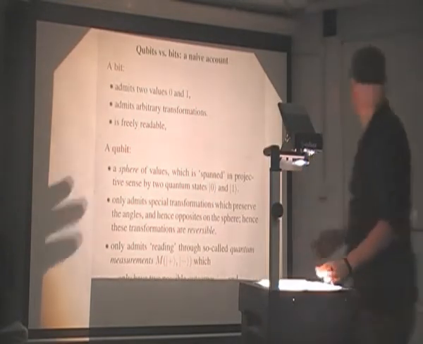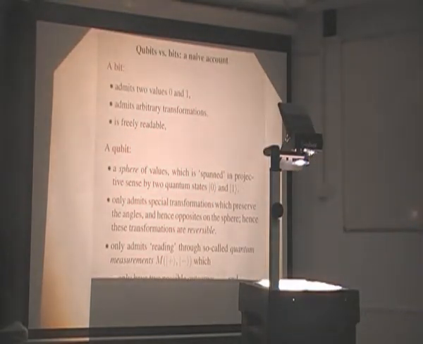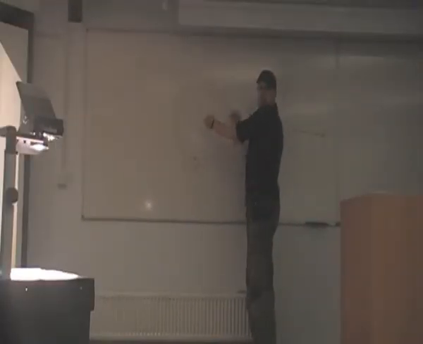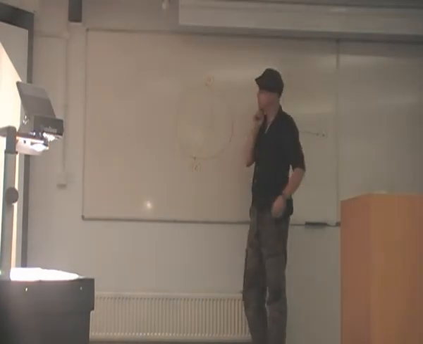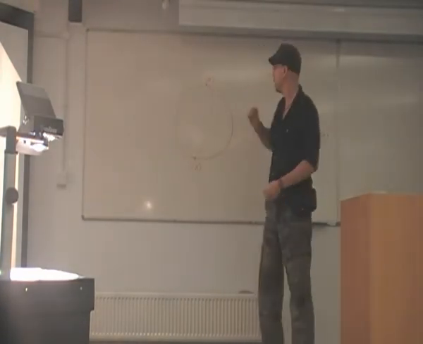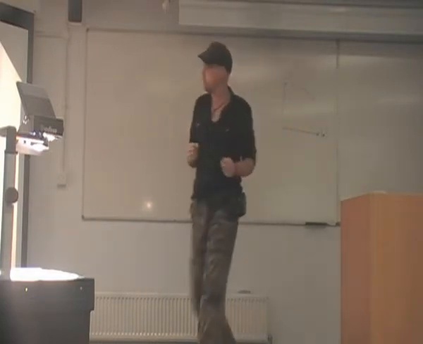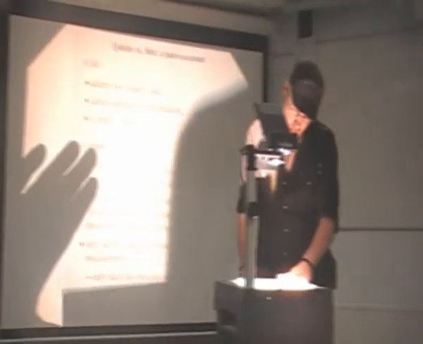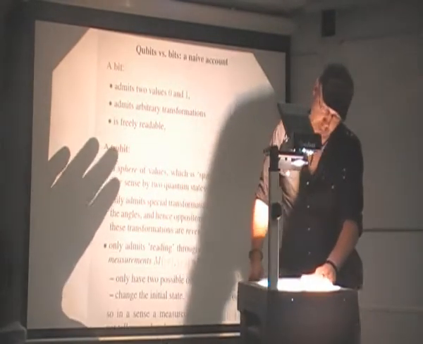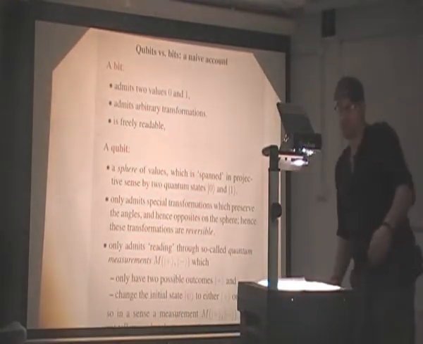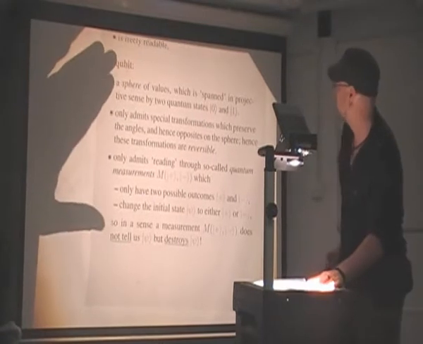So the transformations on the sphere are reversible, so you can't just do anything on it. You always have to preserve these opposites. By Wigner's theorem, it's actually enough to preserve the opposites to know that you then preserve all the angles. So now, this is the big deal. This is where all the sort of trouble comes in.